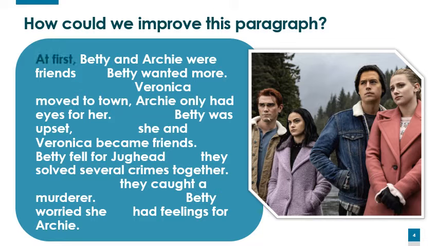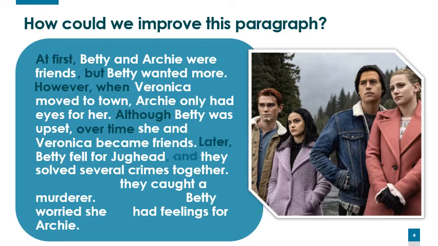At first, Betty and Archie were friends, but Betty wanted more. However, when Veronica moved to town, Archie only had eyes for her. Although Betty was upset, over time she and Veronica became friends. Later, Betty fell for Jughead, and they solved several crimes together. For example, they caught a murderer. Nevertheless, Betty worried she still had feelings for Archie.